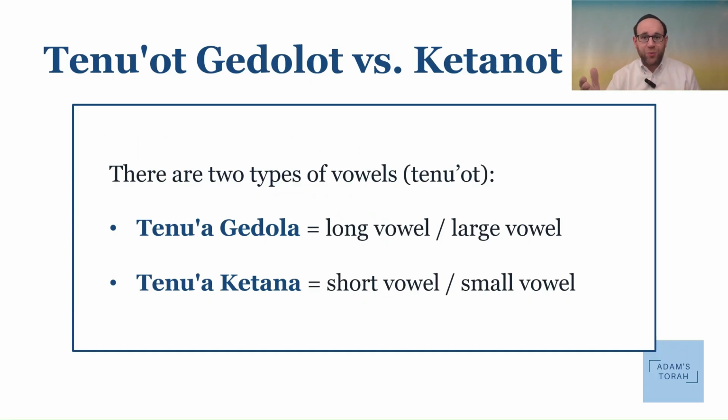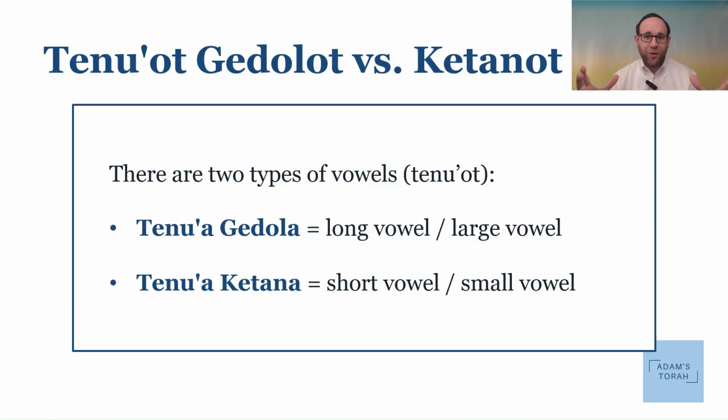Before we learn the next rule of identifying whether a Sheva is a Sheva Na or a Sheva Nach, we first have to learn about two types of vowels or tenu'ot. There are Tenu'ot Gedolot, which are long vowels, and Tenu'ot Ketanot, which are short vowels. A Tenu'ah means a vowel, Gedolah means long or large, and Ketanah means short or small.